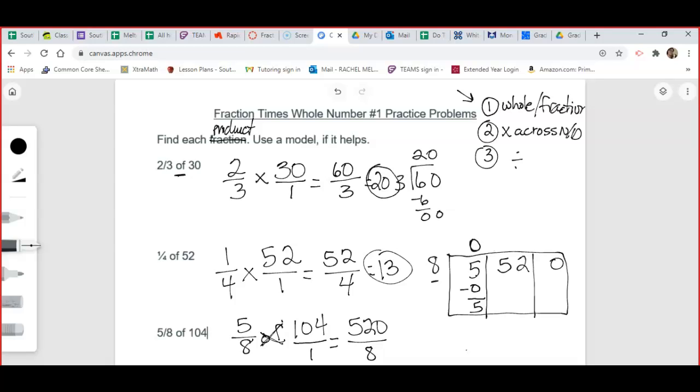Okay. Well, I know that 8 times 6 is 48, but 8 times 7 would be too much. So 6 groups. And 6 times 8 is 48. And if I regroup, I have 4 left over. Okay? And I take my 4 and I put it in my next place value. Okay? So then I have 40. And if I put groups of 8, that would give me 5 groups. Okay? So 5 times 8 is 40, and I have nothing left over. So my answer here is 65.